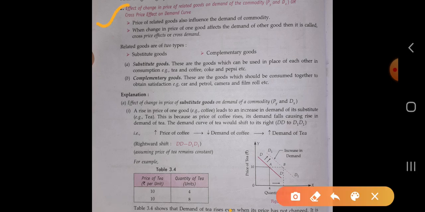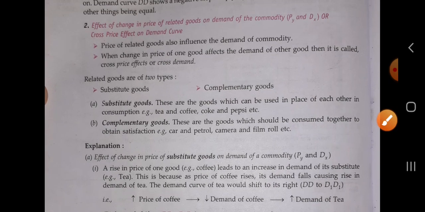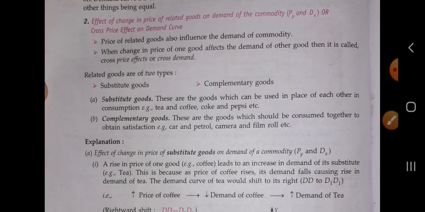Effect of change in the price of related goods on demand of the commodity, that is, price of Y and demand of the X commodity, or cross price effect. The next factor determining demand is the price of the related good. When the price of the Y commodity is given, what will be the impact on the demand of the X commodity? Okay, so let's start.